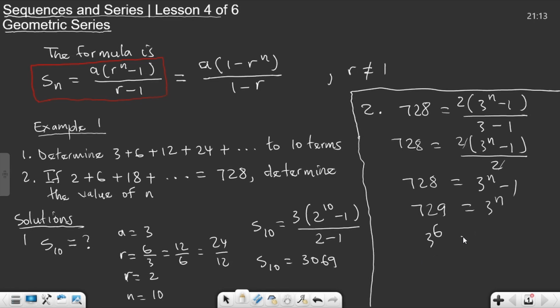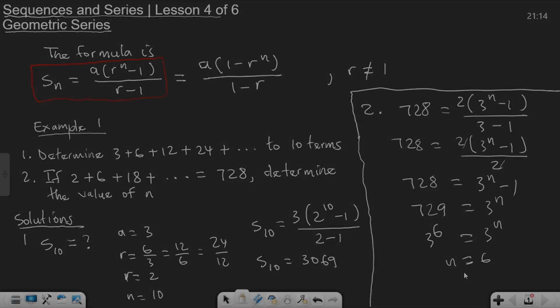And so this will be equal to 3 to the power of n. So this 3 to the power of 6 is the same as 729. So when the bases are the same, our exponent must be equal. So n is equal to 6. Okay, so the value of n is 6.